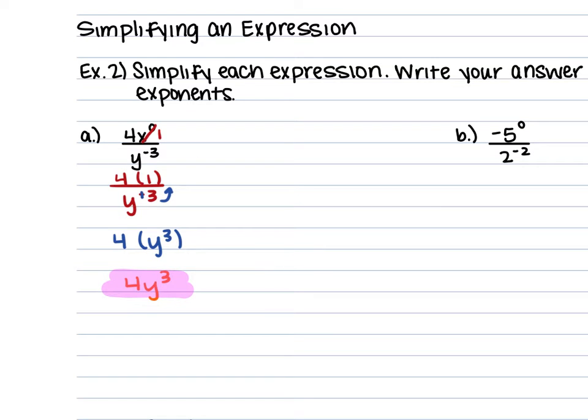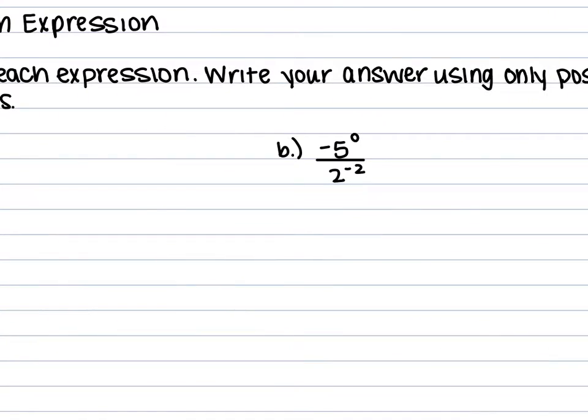For example B, we have negative 5 to the power of 0 over 2 to the negative 2nd power. Now, with this negative 5 to the power of 0, the only thing that's being raised to the power of 0 is the 5, not the negative. If it was in parentheses like this, then it would be the negative 5 to the power of 0, but it's not. It's just the 5. So that 5 is what's turning into a 1, so that's a negative 1 over 2 to the negative 2nd power. Now, turn the negative 2 into a positive 2, bring it up top. We're going to have negative 1 times 2 squared. 2 squared is 4, so that's negative 1 times 4, which is just negative 4.